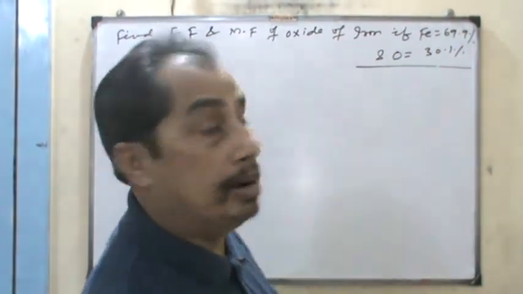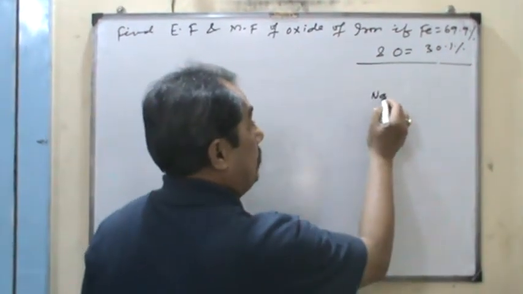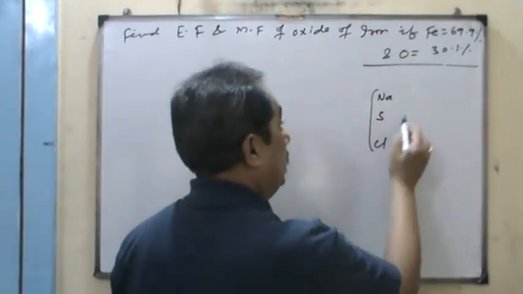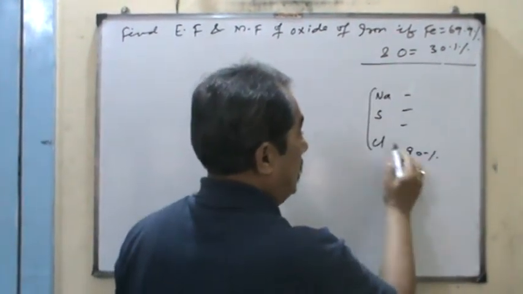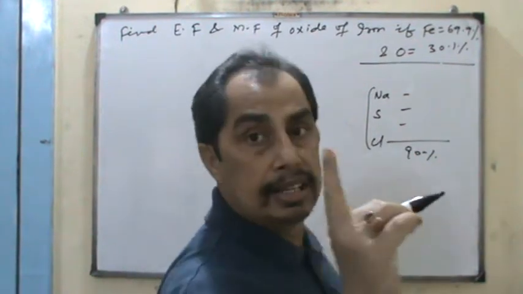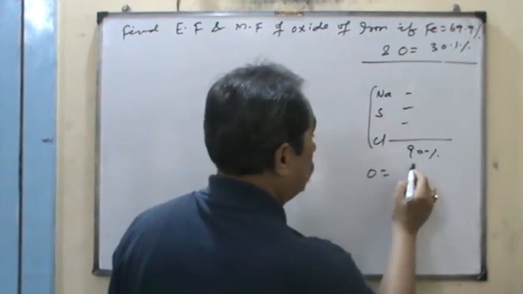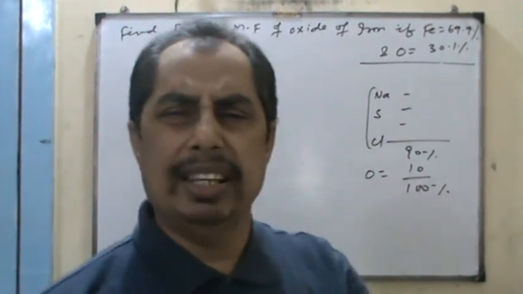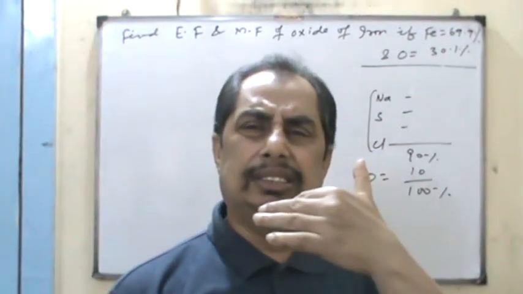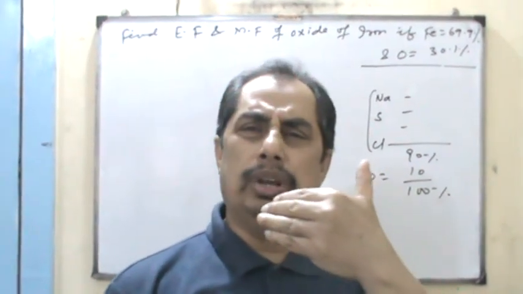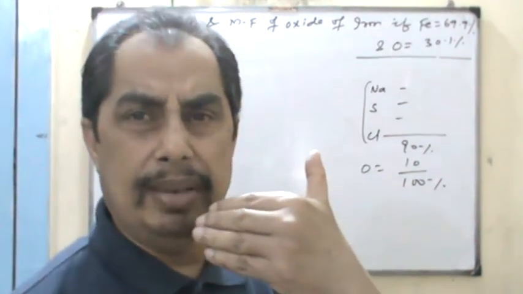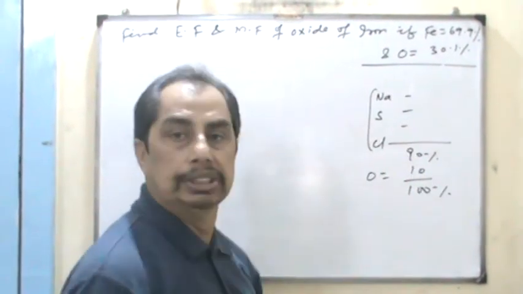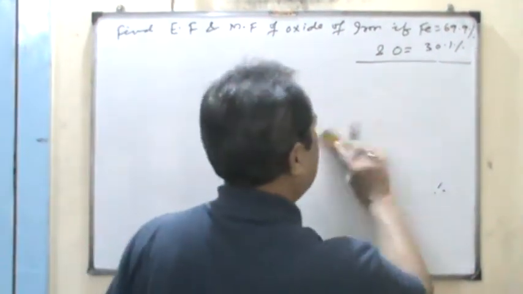But if I give you sodium, sulfur and chlorine, and it totals 90%, that means the deficiency is 10. Therefore, you have to add oxygen equal to 10, so that you always get 100%. If there is a substantial difference, not a difference of 2, 3 or 1, but maybe 10, 12, 15, then obviously you have to add the oxygen. You will get numericals like this.